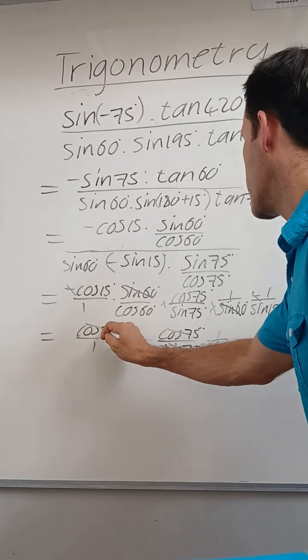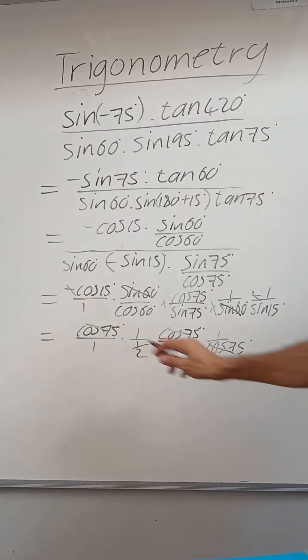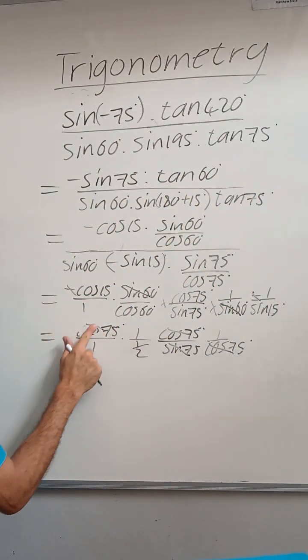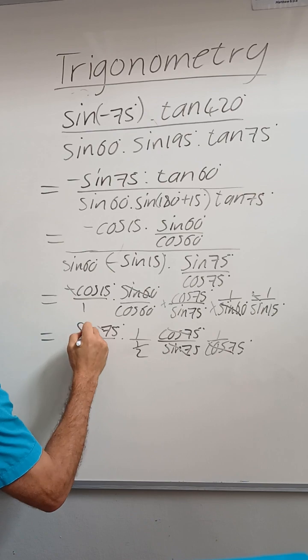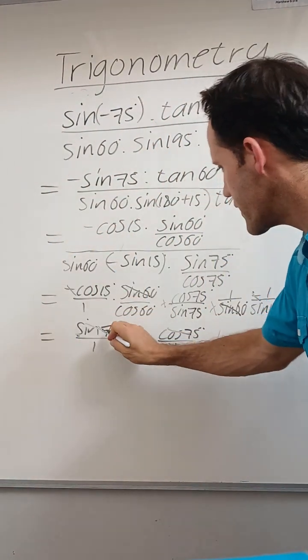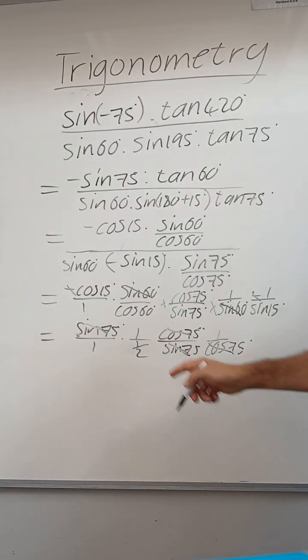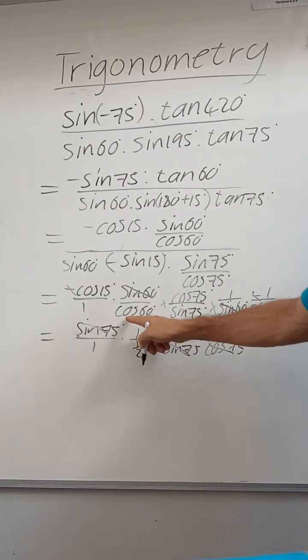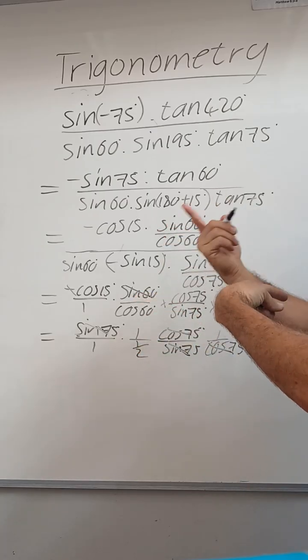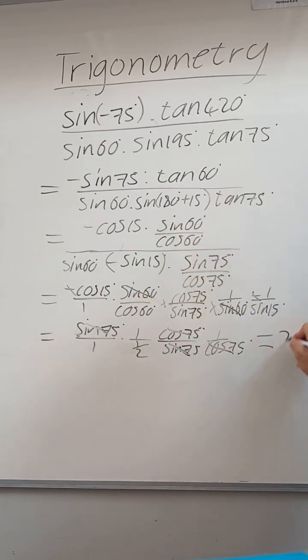Sine 75. No, whoa. This one must be sine. We change the cos 15 to sine 75, so this one must be sine. We'll use the co-ratios there. So the sine 75 cancels out, and all you have left is 1 over half, because cos 60 is a half. When you take half up, it swaps around, it becomes 2. So then the answer is 2. That was quite a lot.